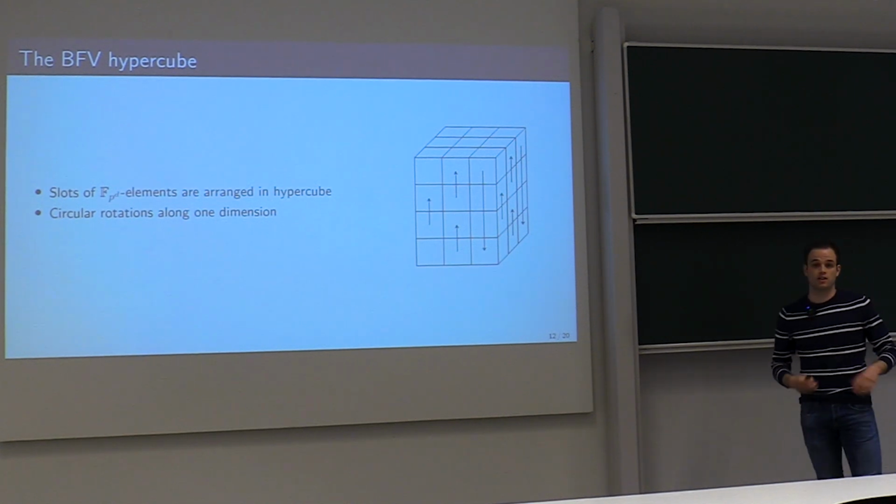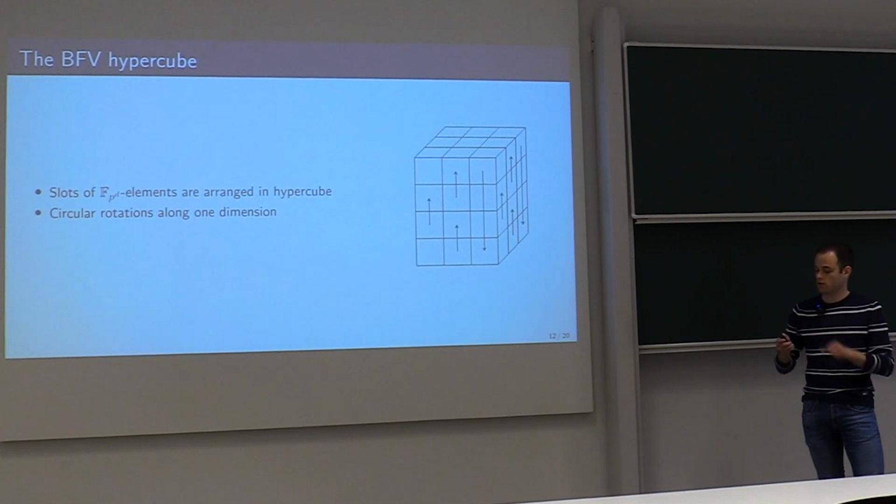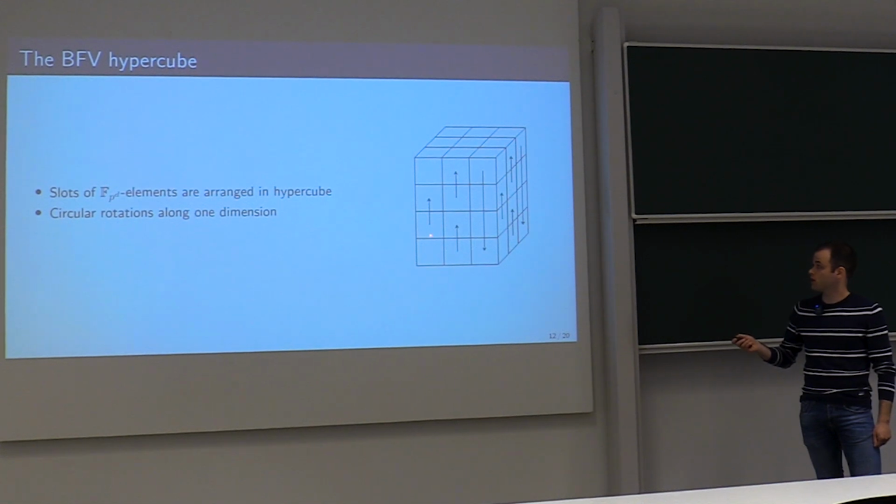One important operation in BFV is that we can permute these plaintext slots. And on the hypercube, these permutations act as one-dimensional rotations. So here, for example, we see a rotation in the vertical dimension where each slot is mapped up with one position, and then the top slots are moved back to the bottom.